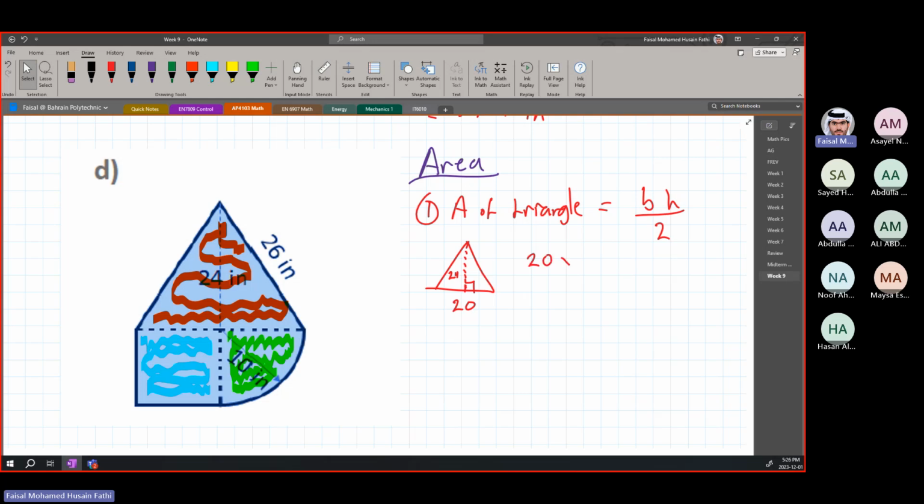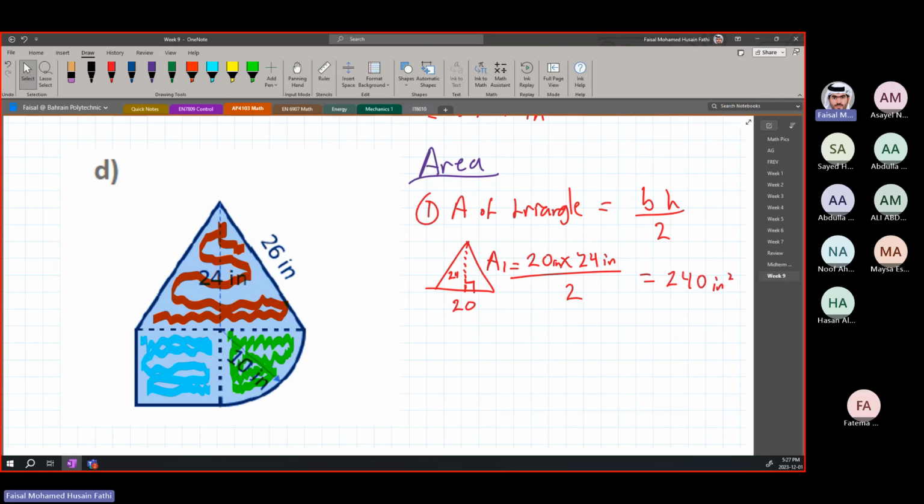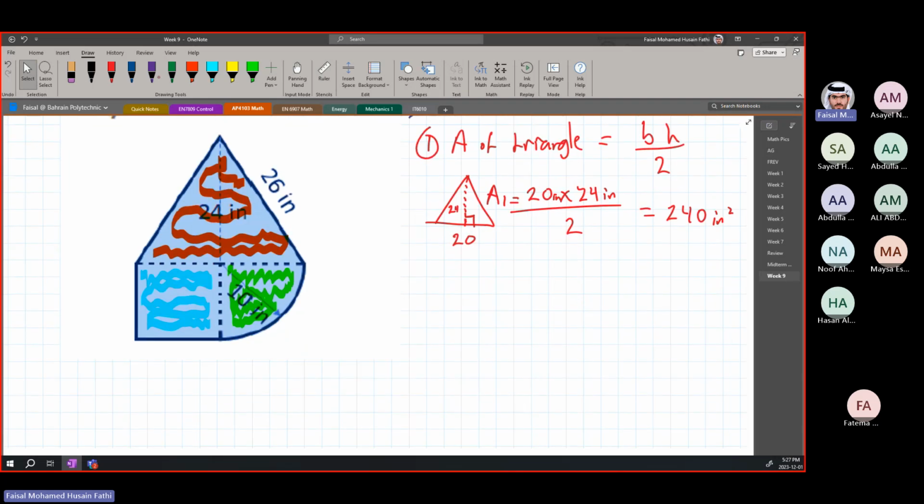So it's going to be 20 times 24 inches divided by 2, which is equal to, this is A1 obviously, 20 times 24 divided by 2, that's 240 inches squared. It's area, so it's squared. Now we move on to the second shape, which is, in this case, the square.